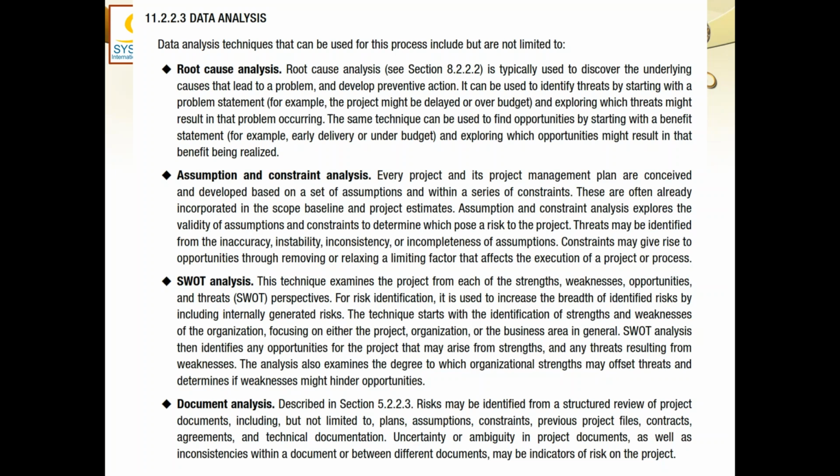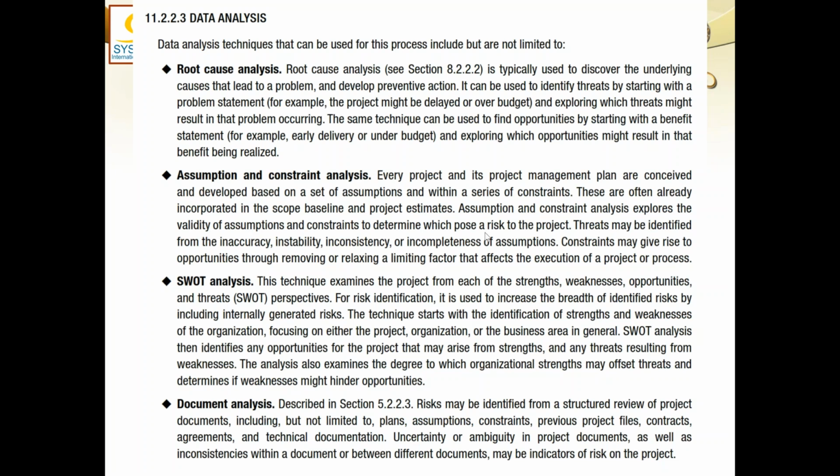So just the problem statement you have given me, what could be the cause of that? The same technique can be used to find opportunities also by starting with a benefit first, a benefit statement like early delivery or under budget, and exploring which opportunities might result in that benefit being realized. So this is a good way of identifying risks just by doing the root cause analysis.